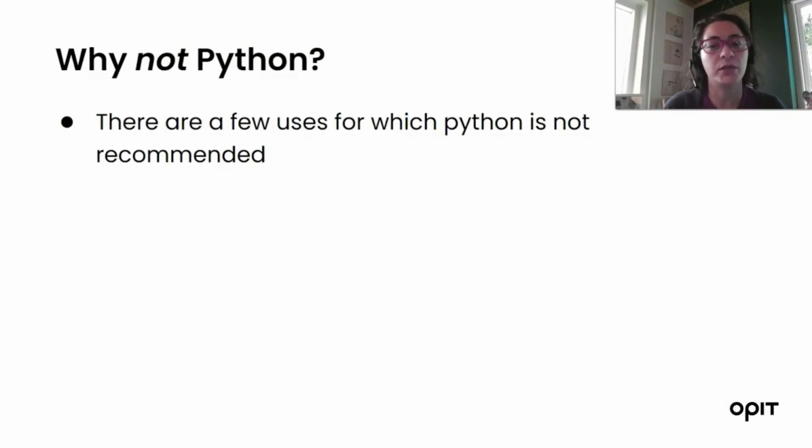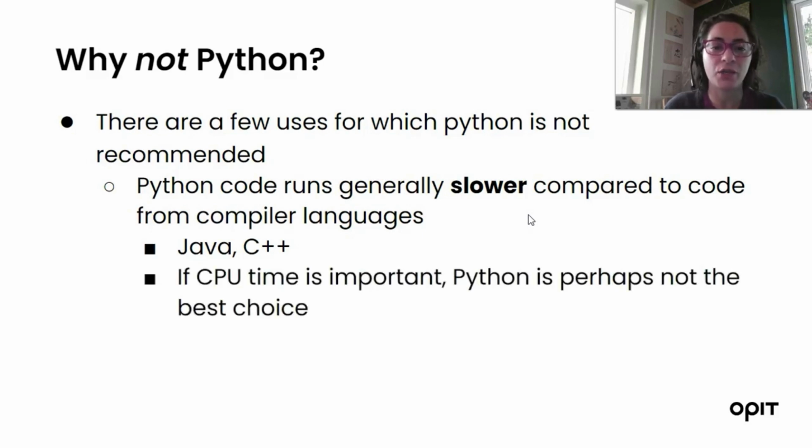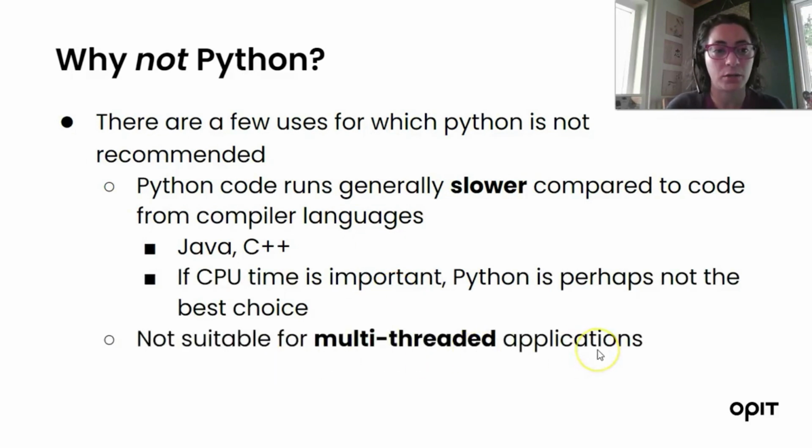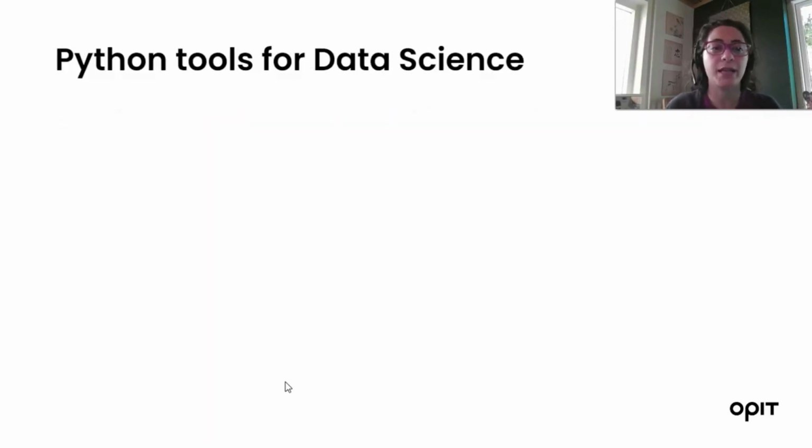There are, however, a few uses for which Python is not recommended. As it is the case with any programming language, none is equally good for all types of applications. For Python in particular, and exactly because the code runs generally slower compared to code coming from compiled languages such as Java or C++, the language is not well suited for applications where CPU time is important. It is also not well suited for multi-threaded applications, even though there are nowadays extensions such as Python C that allow code to run in parallel. In this course, Python will be presented for data science applications, as data science is a field for which the language is well suited.